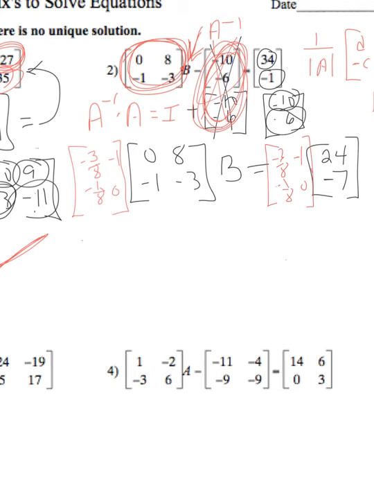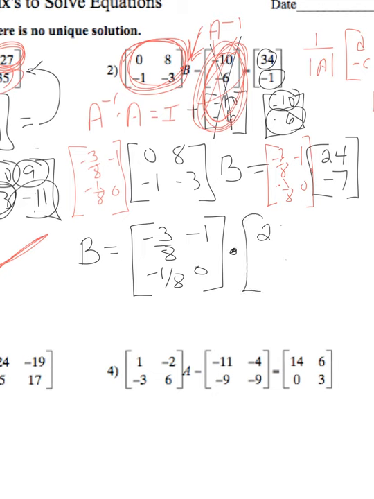Okay, so here's what our B matrix is going to be. Our B matrix is just that. I'll write it out a little bit easier to see. Negative 3/8, negative 1, negative 1/8, and 0 times the other matrix, 24 and negative 7.